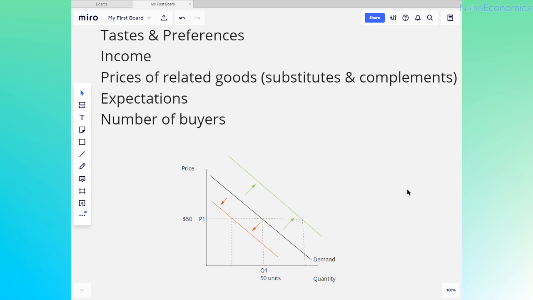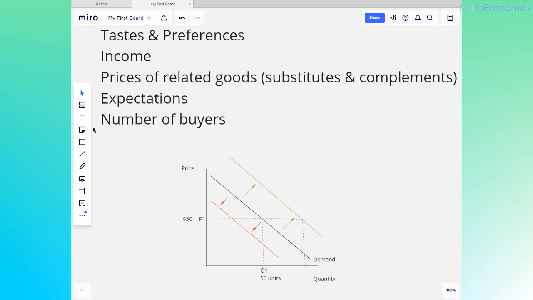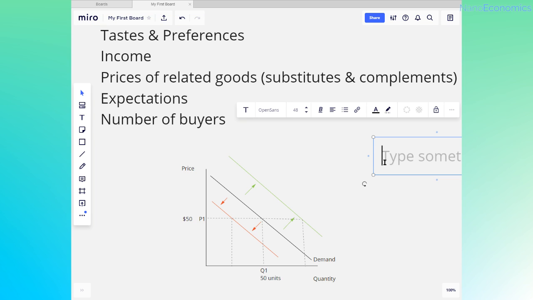So, for example, what I want to do is look at and write in. Let me just see if it'll let me. This whiteboard app is just a little bit picky.